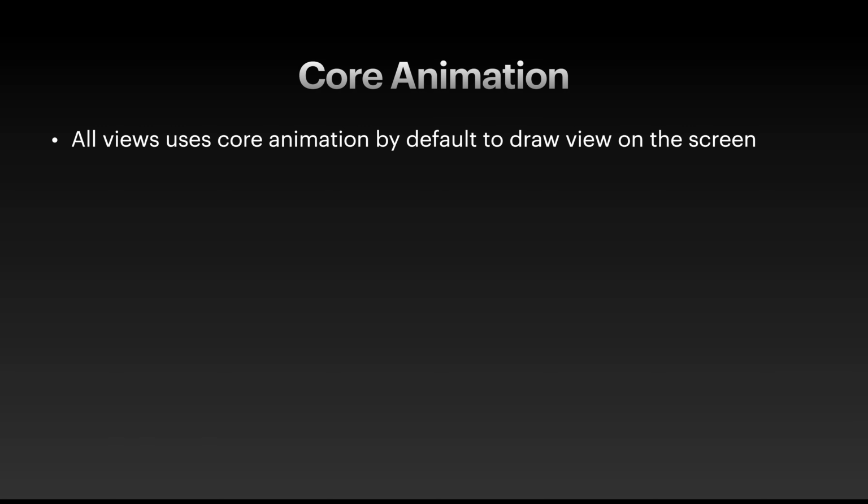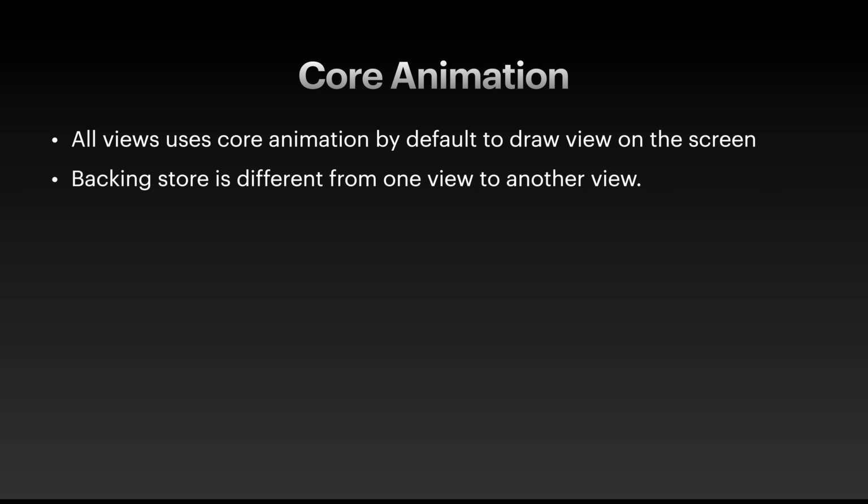The basic views are provided by the UIKit framework. By default, they use core animation, but we don't need to know about the layers of core animation. So we can define our user interface without knowing the architecture of core animation. All views use core animation by default to draw the view on the screen.